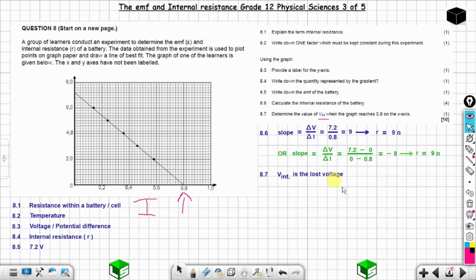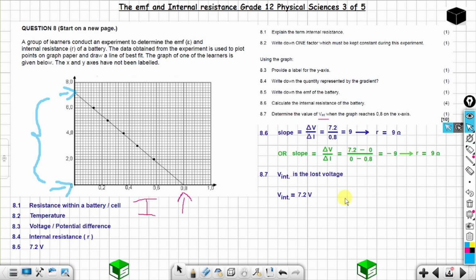You have 7.2 is lost. 7.2 is lost from 7.2 to 0. How much is lost? You have 7.2 is lost. This is the internal voltage.